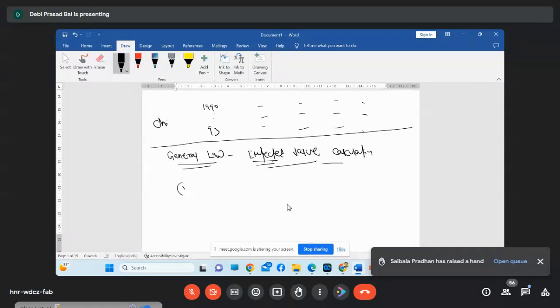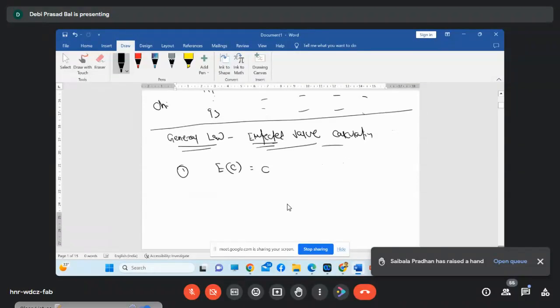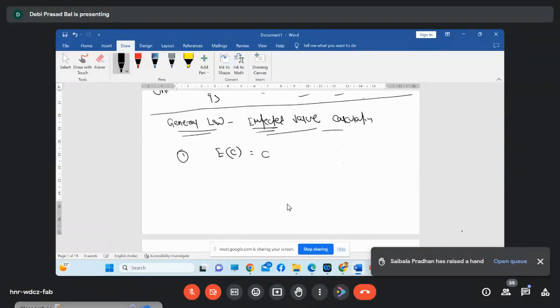If the first law is the expectation of a constant, can anyone tell me what it will be? Zero. It is not zero. It is constant. The expectation of a constant is always a constant, because expectation of x bar is equal to mu. Correct. So the expectation of a constant is constant.